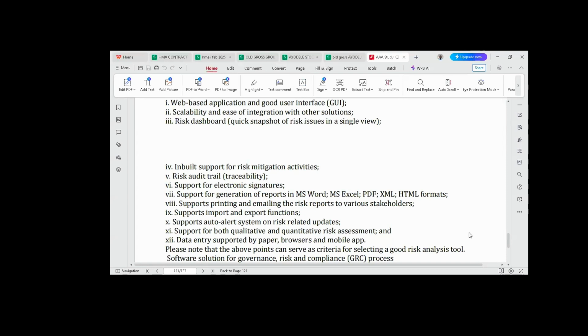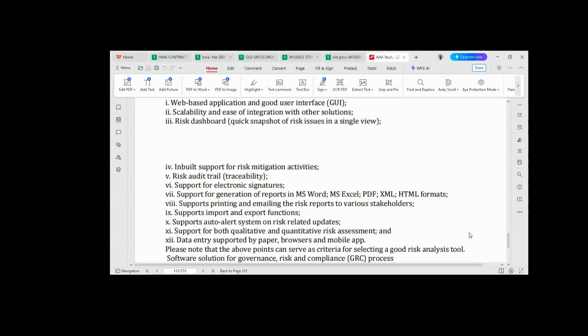Then it supports all generations of Word, Excel, PDF, HTML format. It also supports printing and emailing the risk report to various stakeholders. So what that means is that when you open this website where you have this risk management tool, when you generate the report, you can export that report to other users or to other responsible parties. Then it also supports auto alert system on risk related updates.